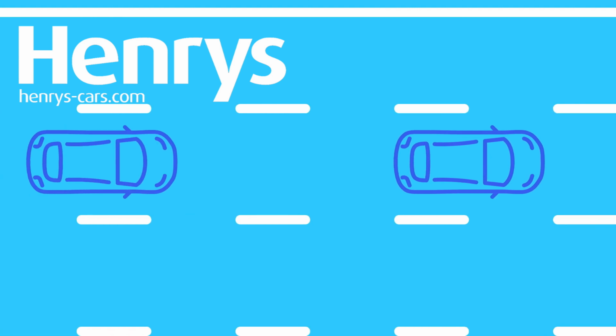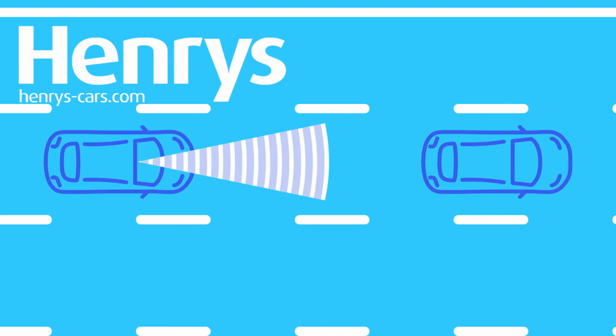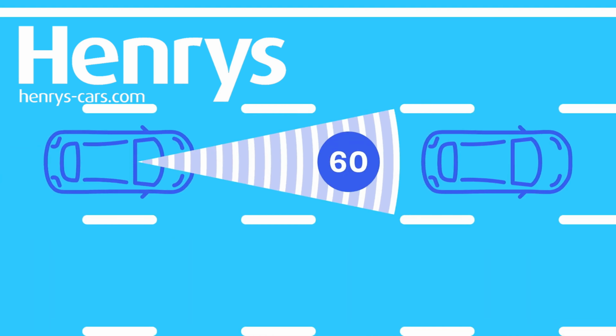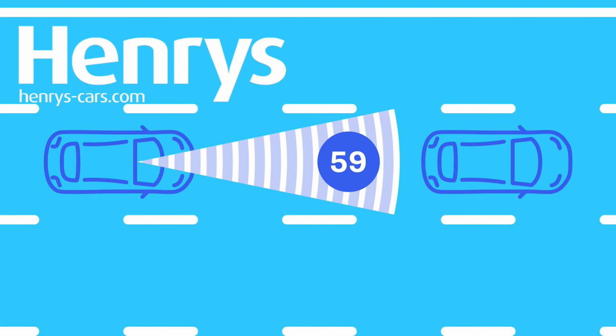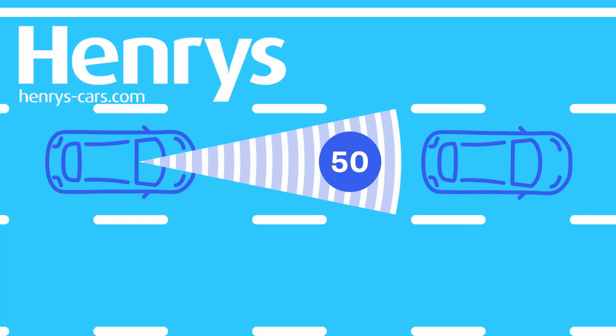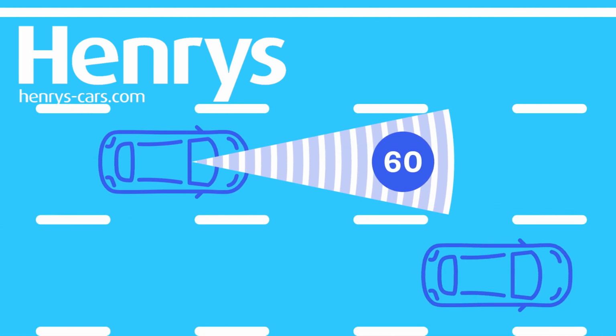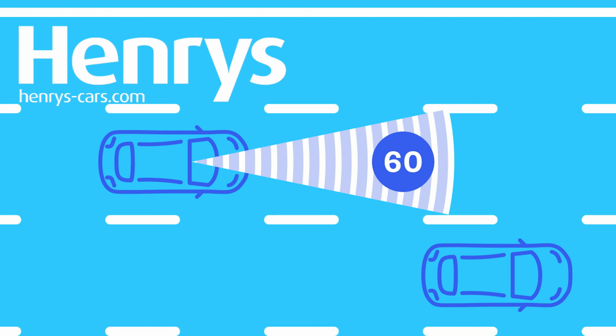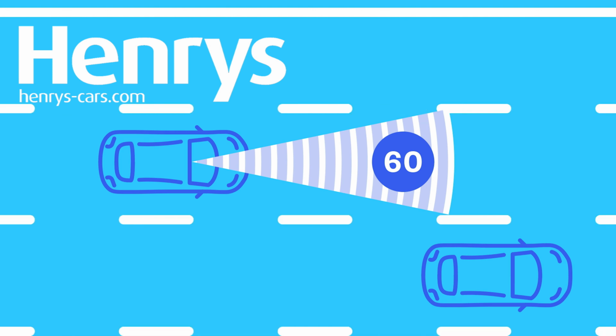Adaptive cruise control automatically maintains a set distance from the car in front. Sensors in your car measure vehicle distance. If the car in front slows down, so will you. And if the car in front leaves the lane, your own car will automatically re-accelerate to your set speed.